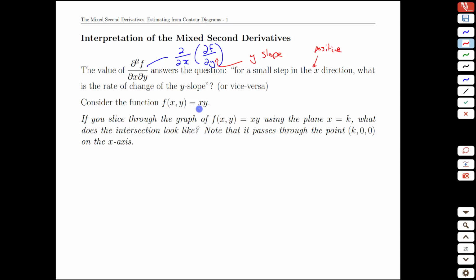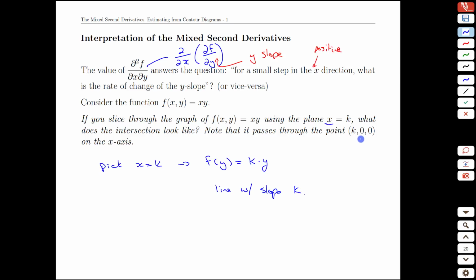Now that's pretty abstract. Let's take a look at a function and work our way through it. Our function is simply x times y, and if we slice through that graph by picking an x value, so we're going to pick x equals k, and if we do that, we're going to get a function just of y, which is, well, k times y. It's not a dramatic shift, but it changes how we think about this. Now, what does that look like? Well, that's going to be a line. It's linear, and it's going to be a line with slope k.